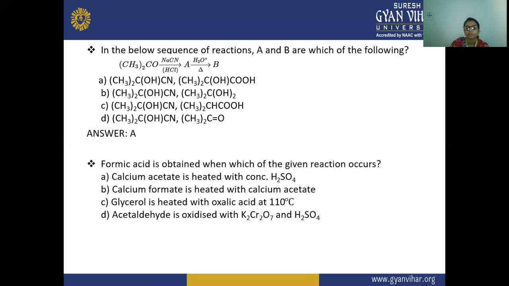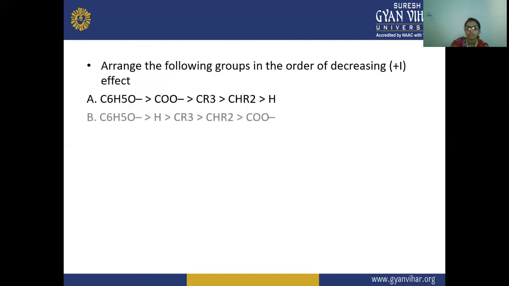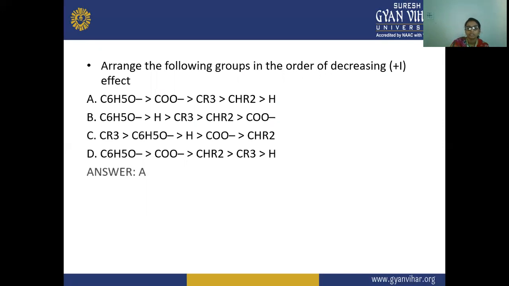Next, formic acid is obtained when which of the given reactions occurs? That is C, glycerol with oxalic acid at 110 degrees centigrade. Arrange the following groups in the decreasing order. In this, option A is correct.